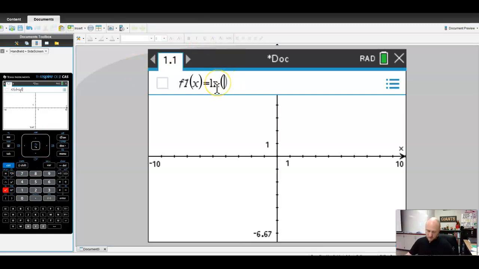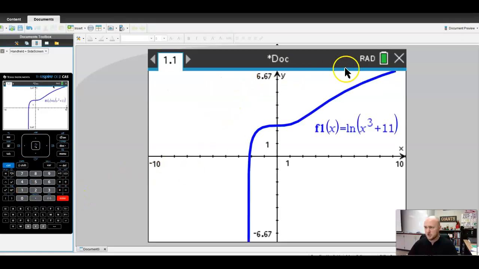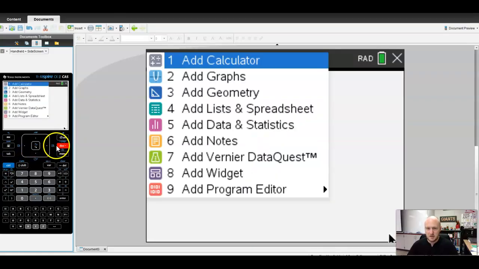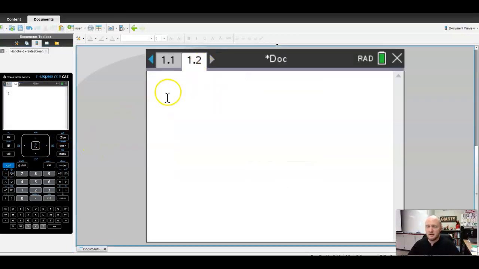So the function that we're working with in example 5 in the notes is the natural log of x to the power of 3, and we add 11, plus 11. So here's my function. They call it h. So here's h. Okay, beautiful picture. And what I want to do is I want to take some derivatives. So I'm going to go to my calculator. I'm going to add a page, so control doc. I'm going to add a calculator, and let's take a derivative.